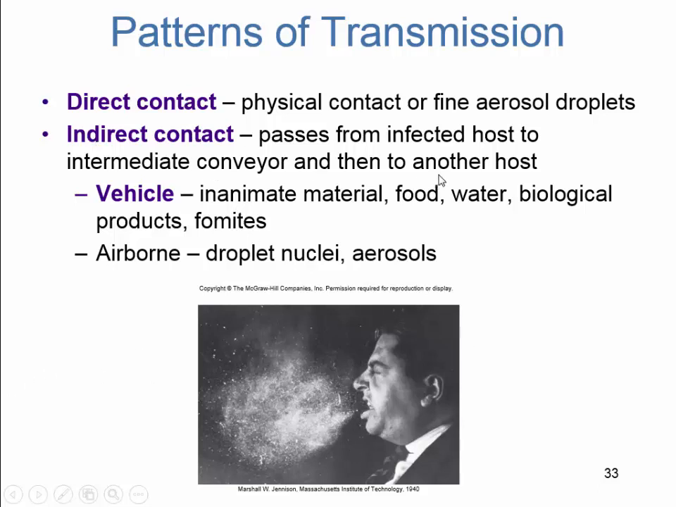Indirect contact is when an infection is passed from an infected host to an intermediate source. A vehicle can be inanimate materials, food, water, or biological sources. That of fomites, as a refresher, could be your stethoscope, your watch, your coat, or mops that janitors use to clean in the clinic. It could be the bed that your patient is resting upon, or a blanket that may not have been cleaned properly during laundry day.